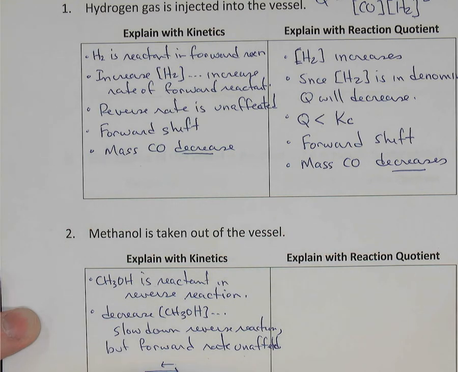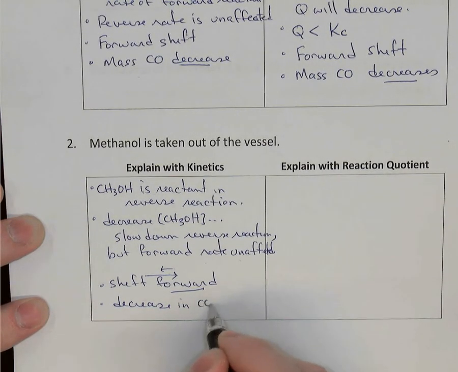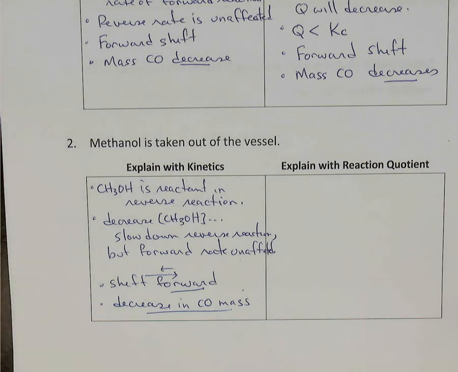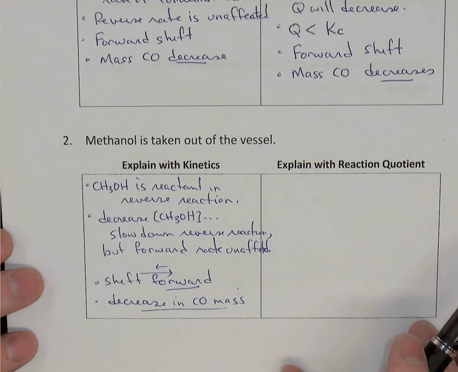So the reaction is going to shift in the forward direction. Okay? The forward rate is larger than the reverse rate. We shift forward, and we get a decrease in the carbon monoxide mass. Okay? So because the methanol was a reactant in the reverse reaction, only the reverse reaction rate is affected. So in the end, we have a faster forward rate, the reaction shifts forwards, and we get less carbon monoxide.